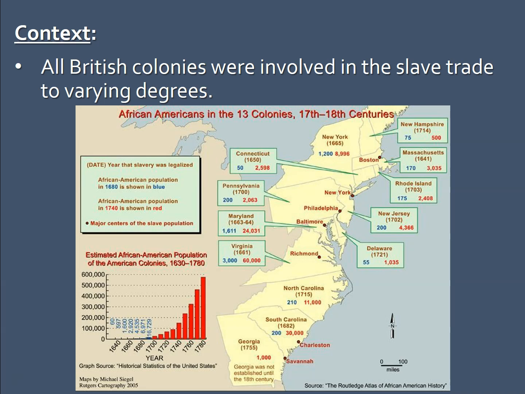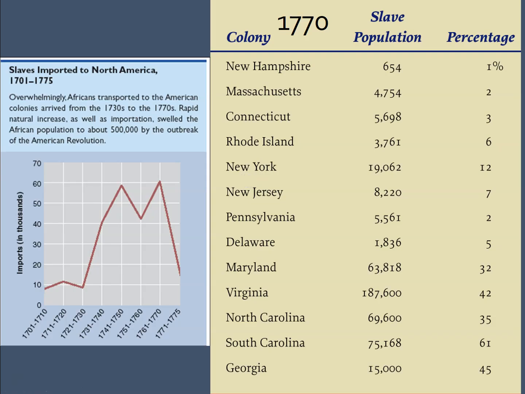Even though we associate, say, South Carolina or Virginia with colonial slavery, there were slaves in all of the colonies. Even Pennsylvania, which had originally been very anti-slavery, had some. If you look at the graph, you can see large numbers in places like Virginia, South Carolina, North Carolina, and very small numbers in colonies like New Hampshire and Massachusetts. So the further north you went, the lower the number typically was. What's interesting about this is 1770, by the way.